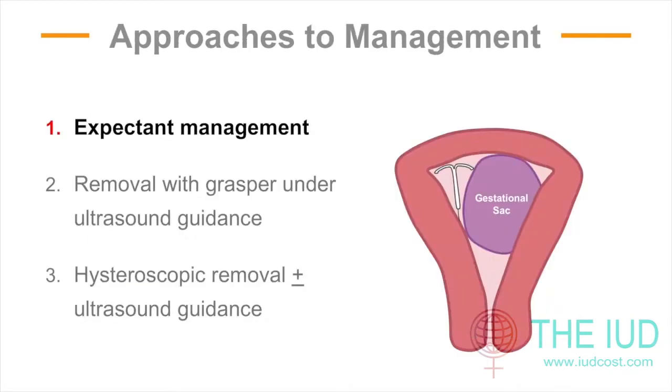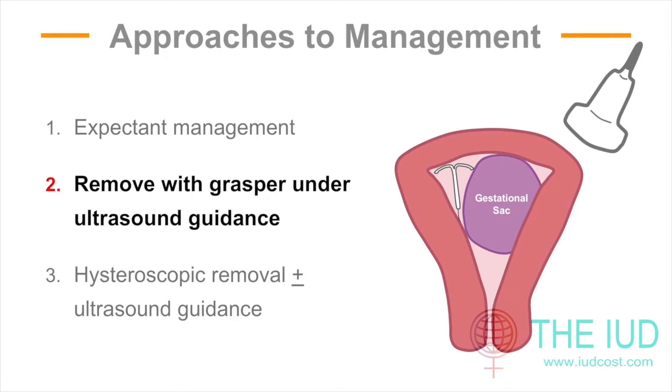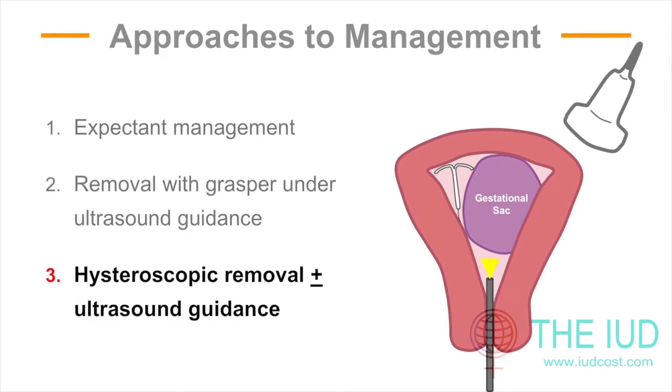When pregnancy continuation is desired, there are three approaches to management: expectant management, removal with a grasper under ultrasound guidance, and hysteroscopic removal with or without ultrasound guidance. This video will present 4 cases to highlight steps and technical tips in successfully performing this procedure.